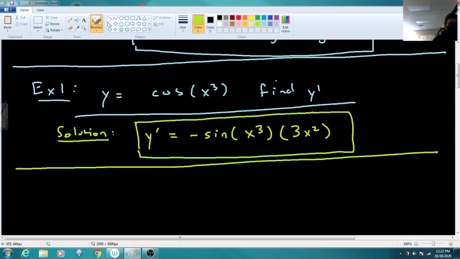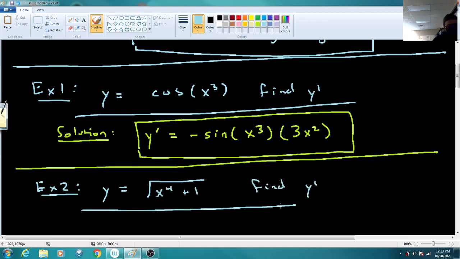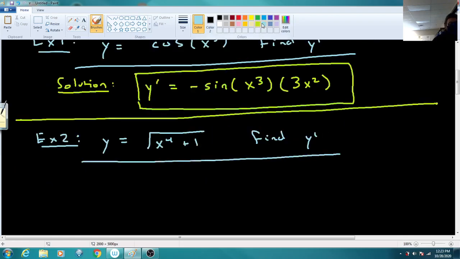So next one they want us to do. They're all going to have the same sort of pattern where you identify who's the outer, who's the inner, and then you multiply it by the derivative of the inner. So we get y equals the square root of x to the fourth plus 1. And they want us to find y prime again. So we'll say, okay. This time the square root is acting as the outer function, and the x to the fourth plus 1 is acting as the inner function.